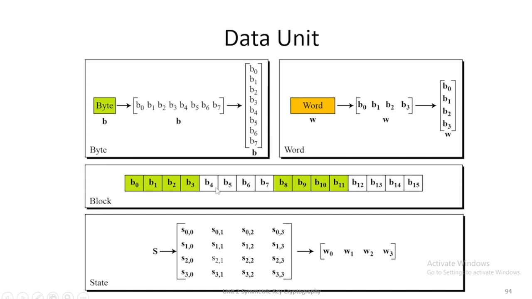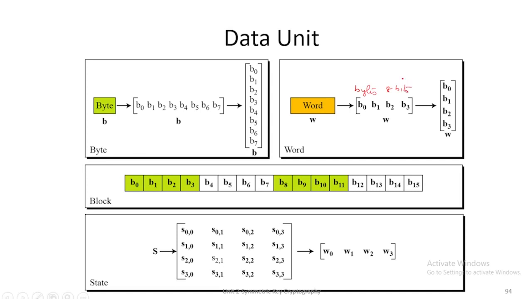So this is the relationship between byte, word, block and state. If you take a continuous 8-bit value, that is called a byte. This byte value is represented in either row order or column order. And if we combine 4 bytes, so here B0, B1, B2 are called bytes. Each byte contains an 8-bit value.